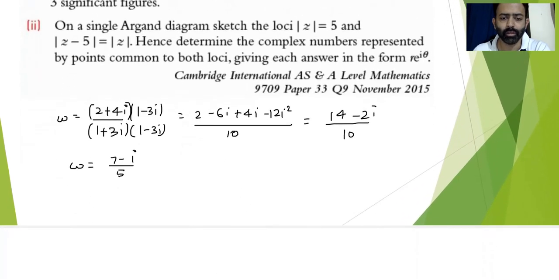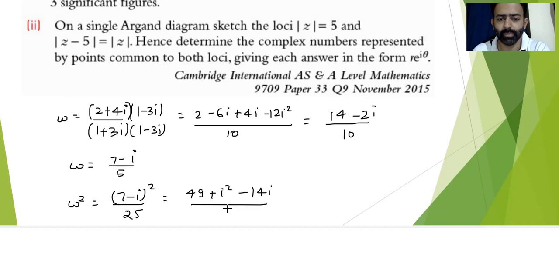Okay. Now I need to form w square. So let us square this. That will be (7 minus i) whole square, right, divided by 5 square, which is just 25. So for 7 square, I mean (a minus b) square, we need to find out. So it is 49 plus i square minus 14i, divided by 25. i square is minus 1. So this is 48 minus 14i divided by 25. So this is your w square.